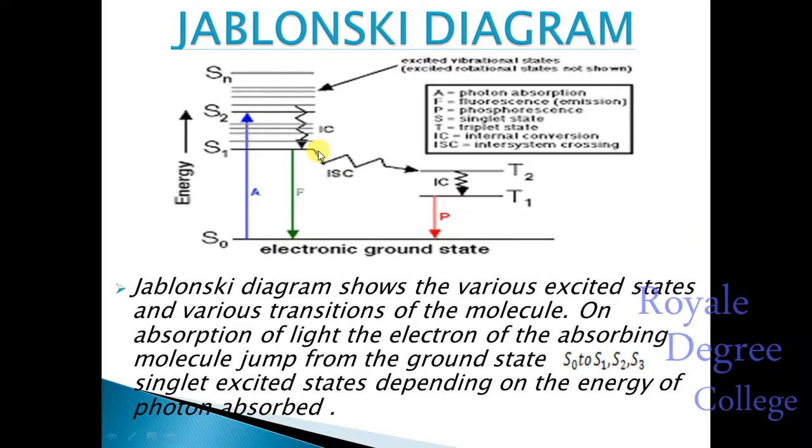And from the first singlet excited state, the electron is moving to the triplet second excited state. Here ISC is showing the intersystem crossing. Then from the triplet second excited state, it is coming to the first triplet excited state, that is IC, again internal conversion. And from the triplet first excited state, coming back to the singlet ground state, that is represented as P, which is nothing but phosphorescence.